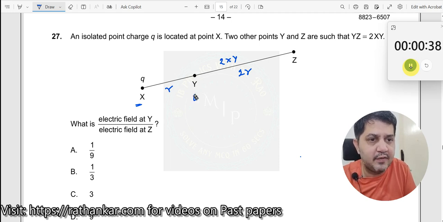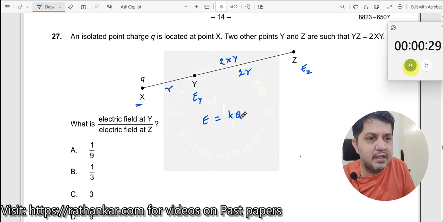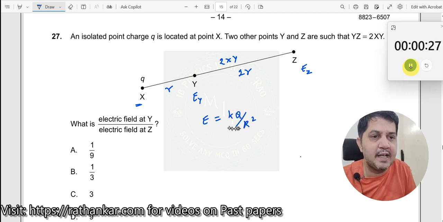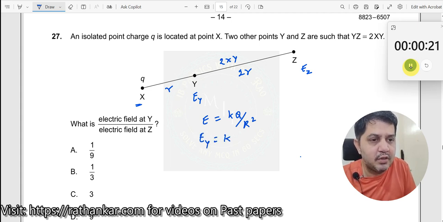What is the ratio of the electric field at Y to the electric field at Z? What's the formula for electric field? Electric field due to a point charge is given by KQ divided by R square. What is R here? The distance, right? With respect to Y, what is the electric field now? EY is equal to KQ divided by distance R square. I'll write like this. And what is EZ?